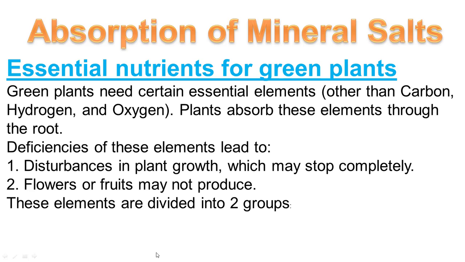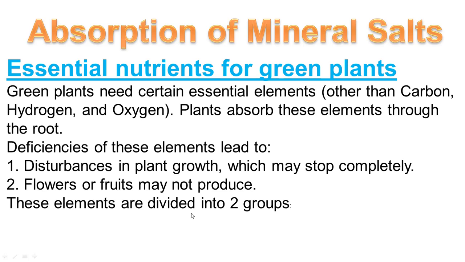Okay, first we have types of mineral salts, maybe essential ones or non-essential ones. Now we are going to study the essential nutrients for green plants. Green plants need certain essential elements like carbon, hydrogen, and oxygen, and also absorb a lot of mineral salts. The deficiency or shortage in these elements may cause two harms to the plant. First one, disturbance in plant growth, which may stop completely. Number two, it will not complete its growth and cannot make flower or fruit.